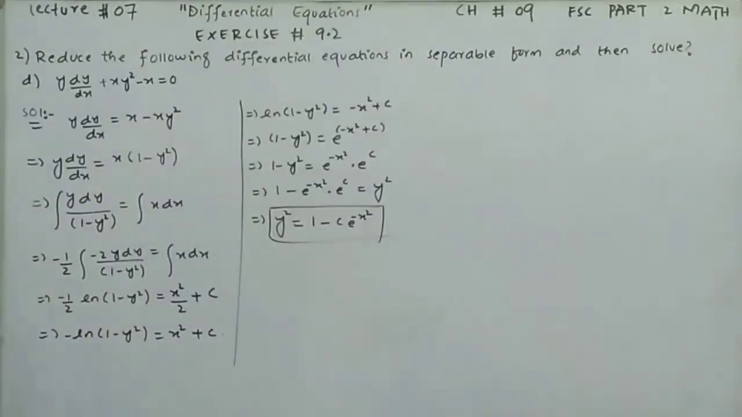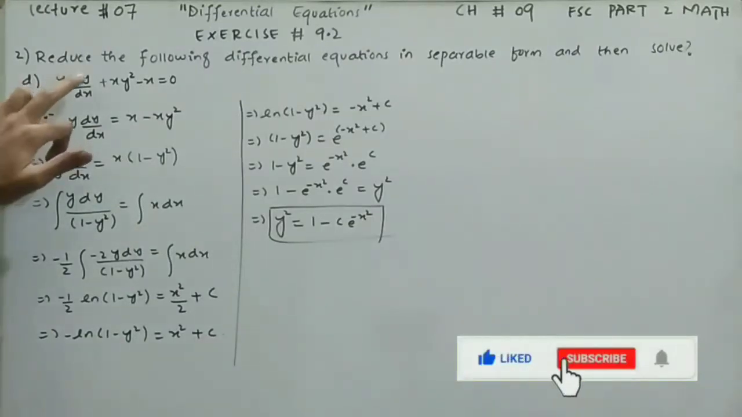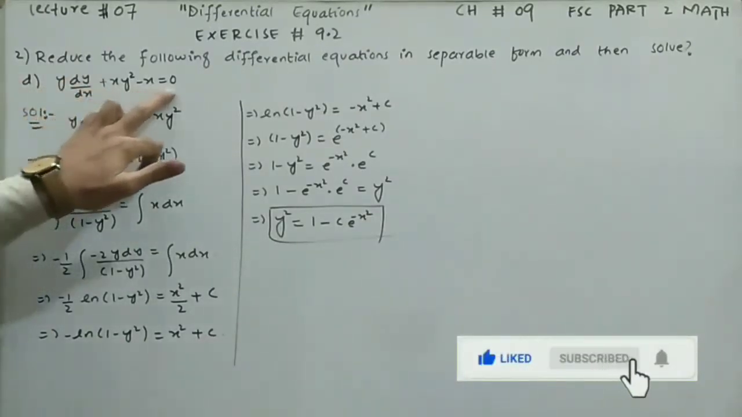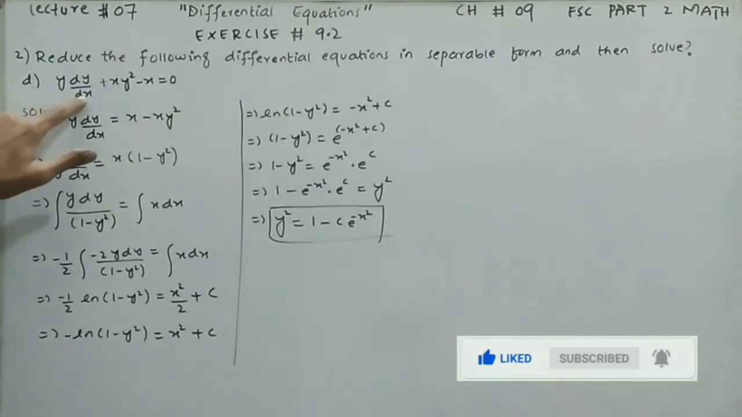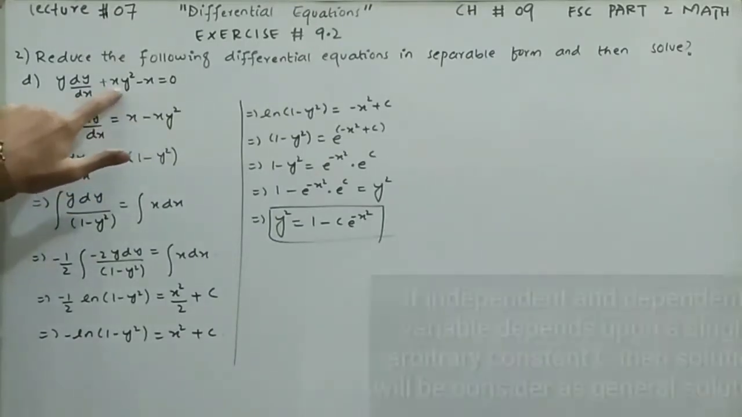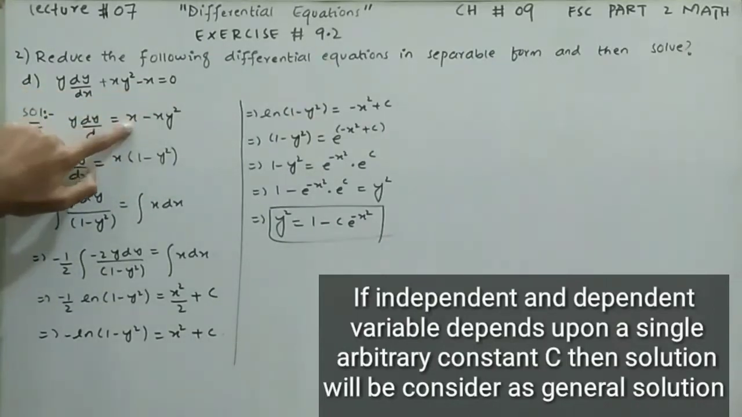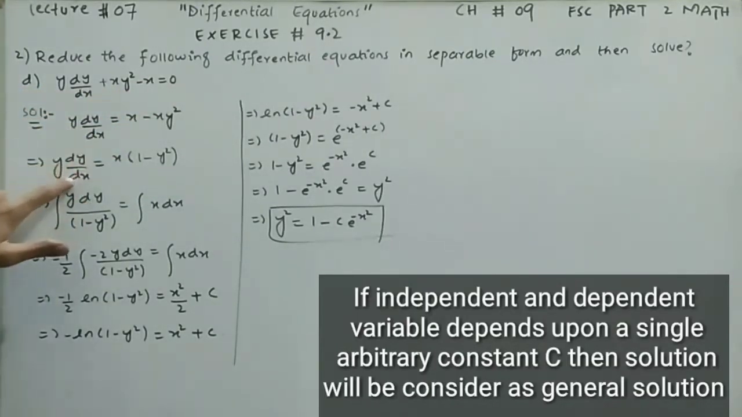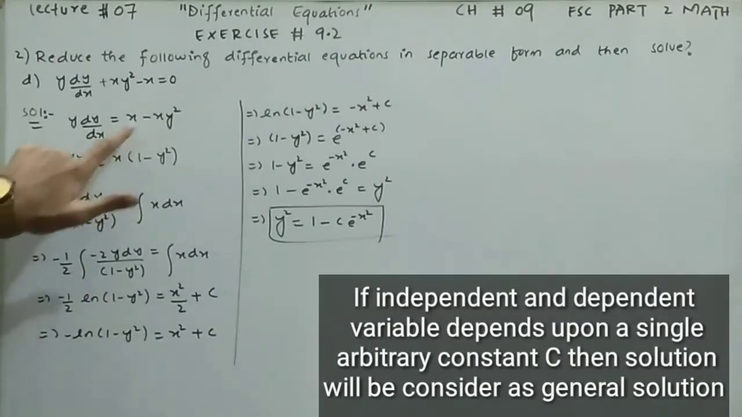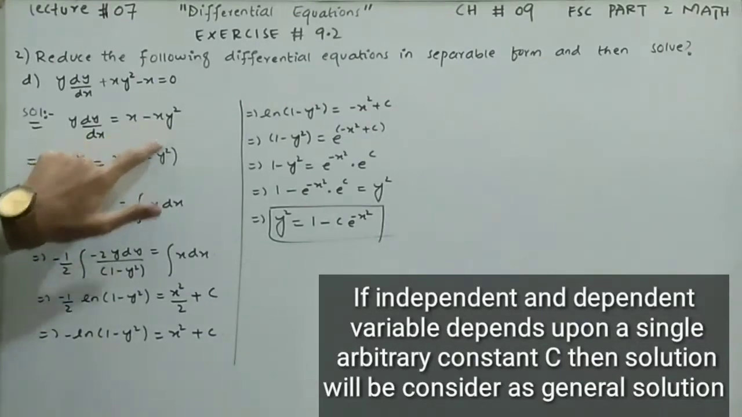Now let's understand the next part, part number d. y into dy over dx plus xy square minus x is equal to 0. So move to solution. y dy over dx comes down as it is. Shift xy square on the right hand side, it becomes negative xy square. Shift minus x on the right hand side, it becomes plus x. So now y dy over dx comes down, from over here take x common. So over here we are left with 1 and over here we are left with negative y square.